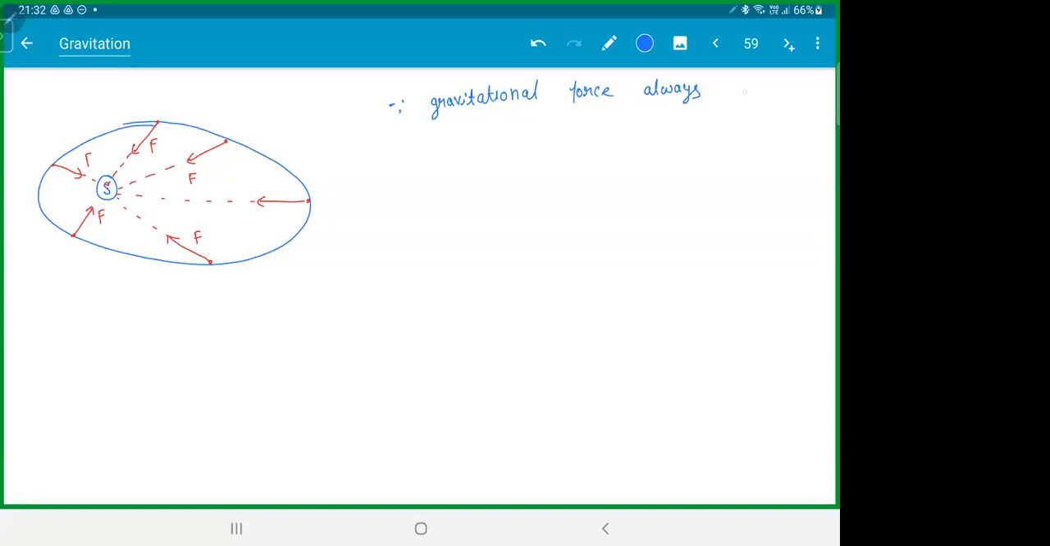So gravitational force here is always towards the center.